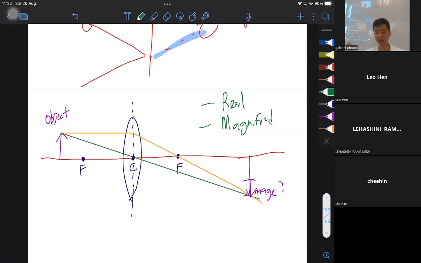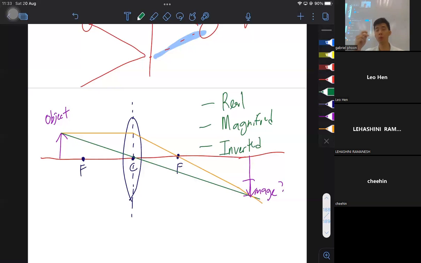Then finally, the last part: is it upright or inverted? You see here, the object initially is pointing upright. Right now, the image is pointing down, so it's upside down already. If it is upside down, then naturally it will be inverted instead. And these are the three characteristics formed by the image.